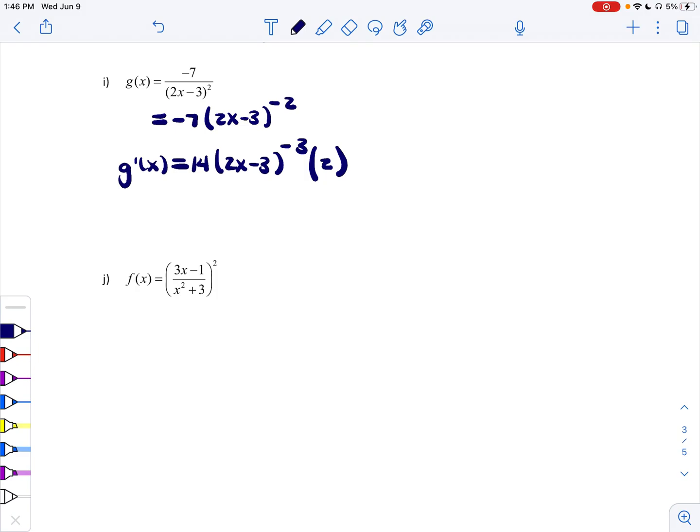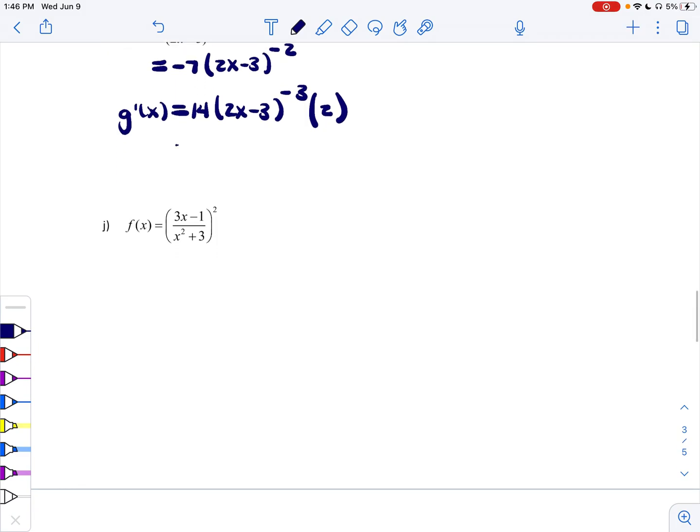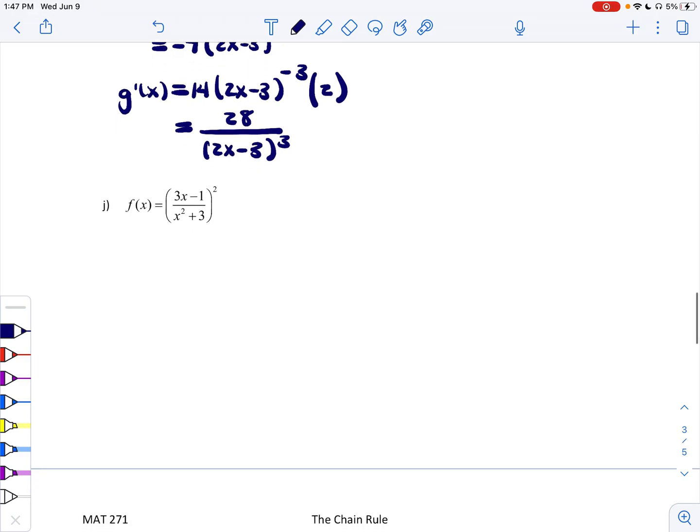Okay, and then just clean this up a little bit, simplify. So the 14 times 2 is a 28. The negative exponent, I want to throw that to the denominator. So that would become 2x minus 3 quantity cubed in the denominator. Okay, and that would be our final answer.